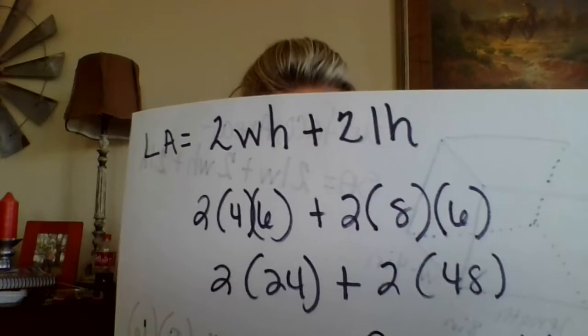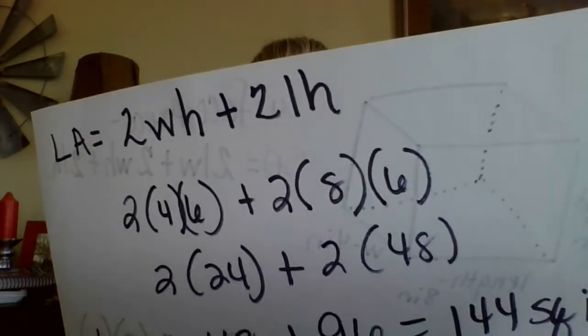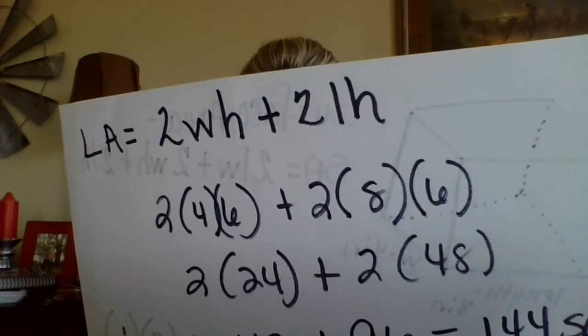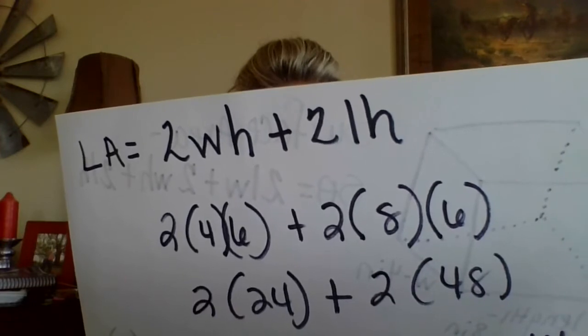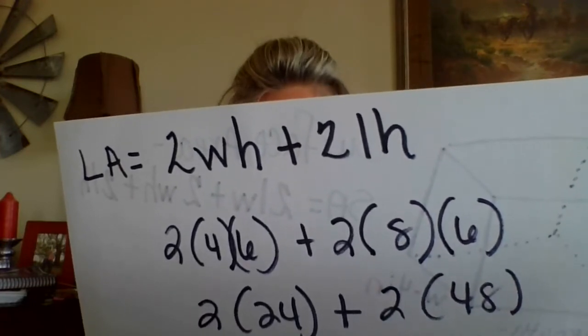Oh, because I added wrong. 144 square inches, because you're still finding area, okay? So all you did was eliminate, to find the lateral area, the length times the width. That's all you did. And in your problems, they'll say find the surface area, find the lateral area, okay? So it'll tell you when to use that, okay?